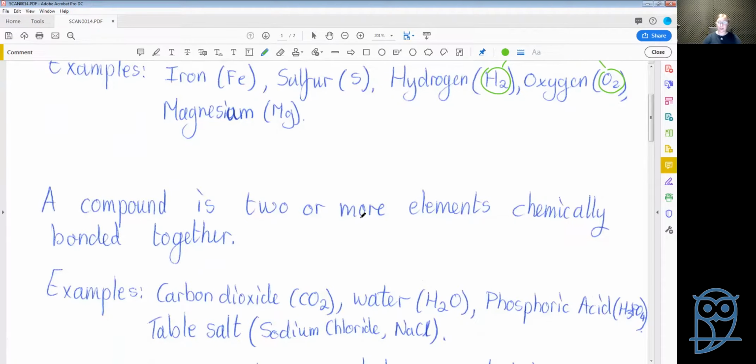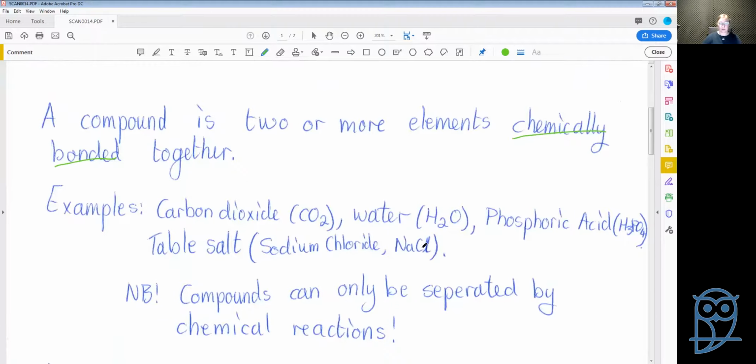A compound is two or more elements that are chemically bonded together. So here are some examples. We've got carbon dioxide. So that is our carbon over there, and there is our oxide or our dioxide. So that prefix there tells us how many, the di or things like that. But I will go into detail there later. We've got water, which is H2O. So this is two hydrogen atoms connected with one oxygen atom.